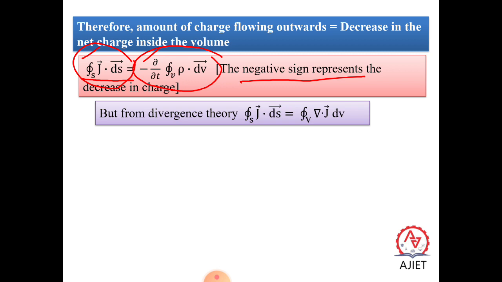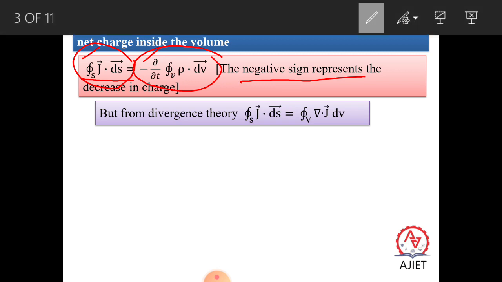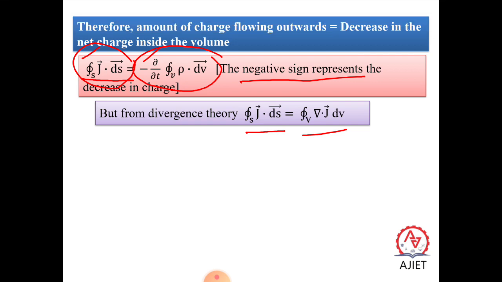We know that the divergence theorem always relates the surface integral and the volume integral. So the closed integral of J dot ds can be converted into a volume integral, the closed volume integral of del dot J dv.